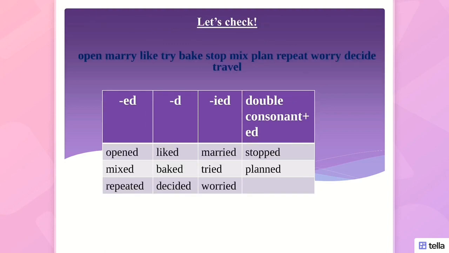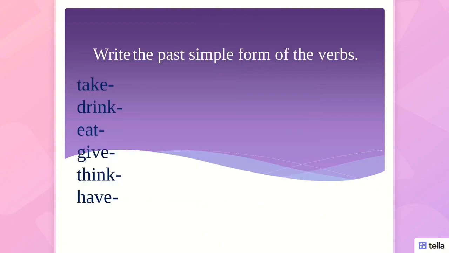Okay, guys, it's time to check. And let's go on. So, the ed column includes such verbs as opened, mixed, repeated. The d column includes such verbs as liked, baked, decided. The ied column includes the verbs married, tried, worried. The double consonant plus ed column includes verbs stopped, planned. I hope you didn't have any mistakes. And right now let's do one more task.